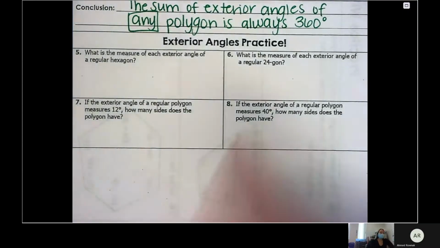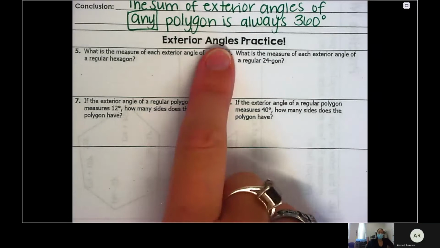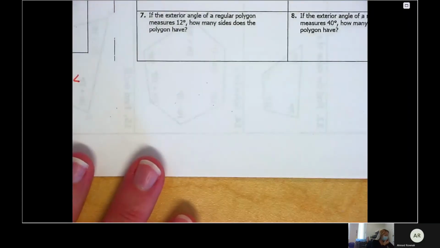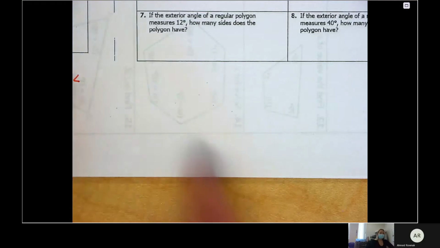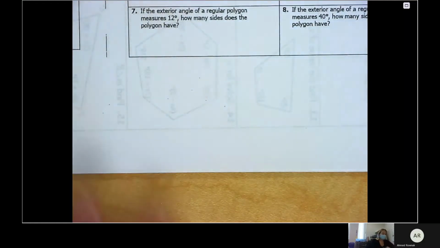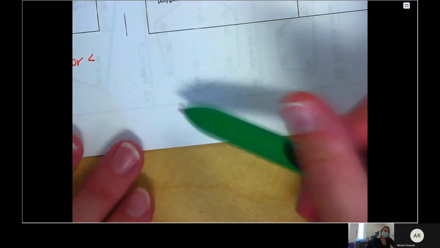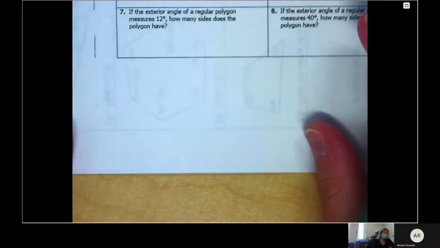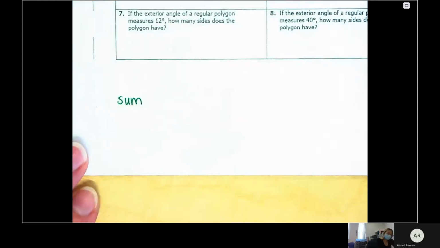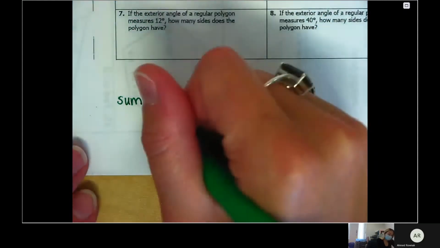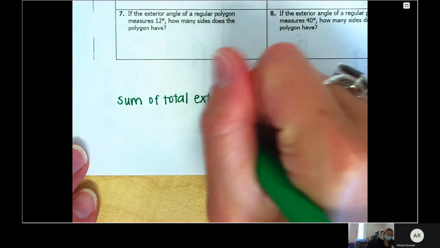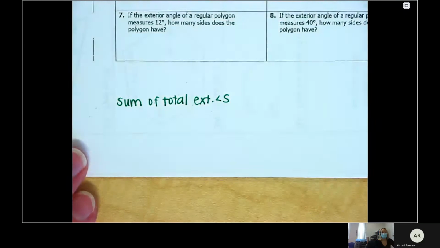All right, now before we do exterior angles problems here, we're going to write down an equation for exterior angles, okay? So here is my exterior angle equation. So you got a little bit of space down below. I'm going to do it right underneath. If you take the sum of total exterior angles, and what is that sum always going to be?